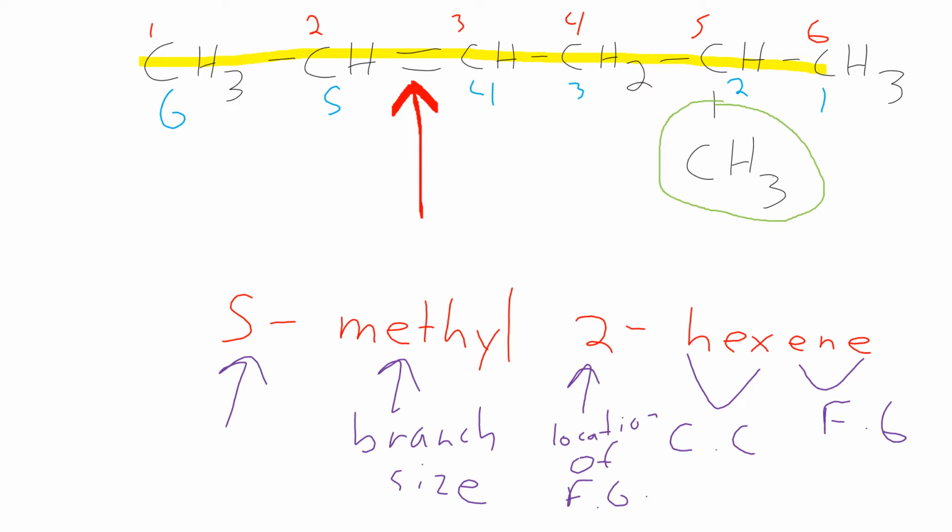And then the 5 out in front, remember numbers are always describing location. This is going to be the branch location. You're seeing this over and over again in all of the naming and all the organic nomenclature that we are working on.